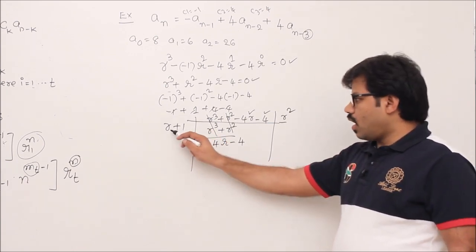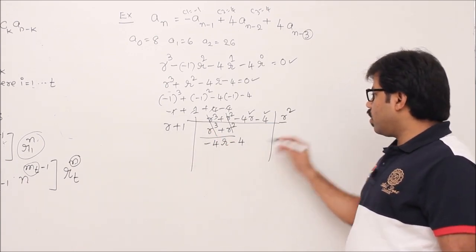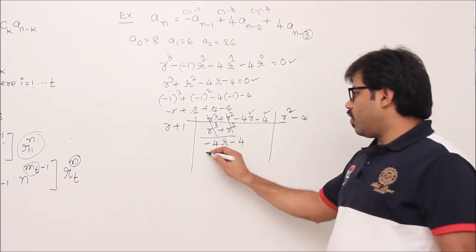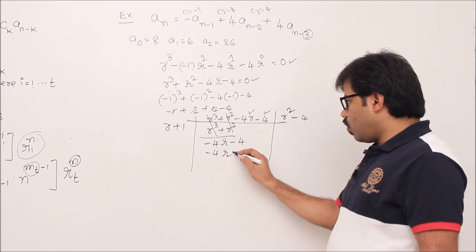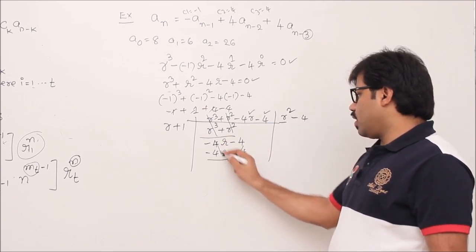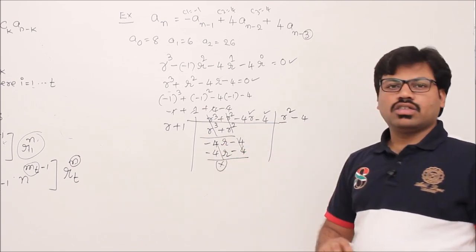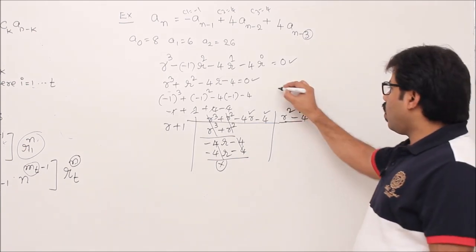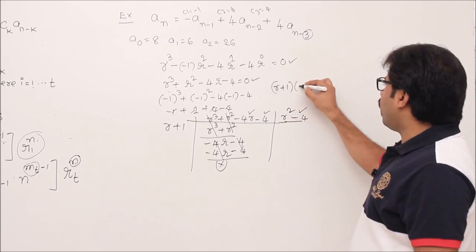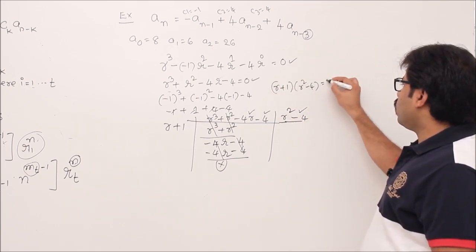Do the same. r into dash is minus 4r, so multiply with minus 4. I am multiplying minus 4 with r plus 1, minus 4r minus 4. Then this will be cancelled. Right? So when you get remainder 0, then this becomes a factor. So r plus 1 into r square minus 4 equal to 0.